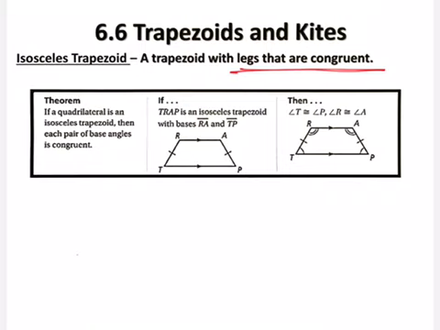In this case, trapezoids, however, have two sets of base angles. So if you have an isosceles trapezoid, there'll be two sets of congruent base angles. There'll be two at the top that are congruent and two at the bottom that are congruent.